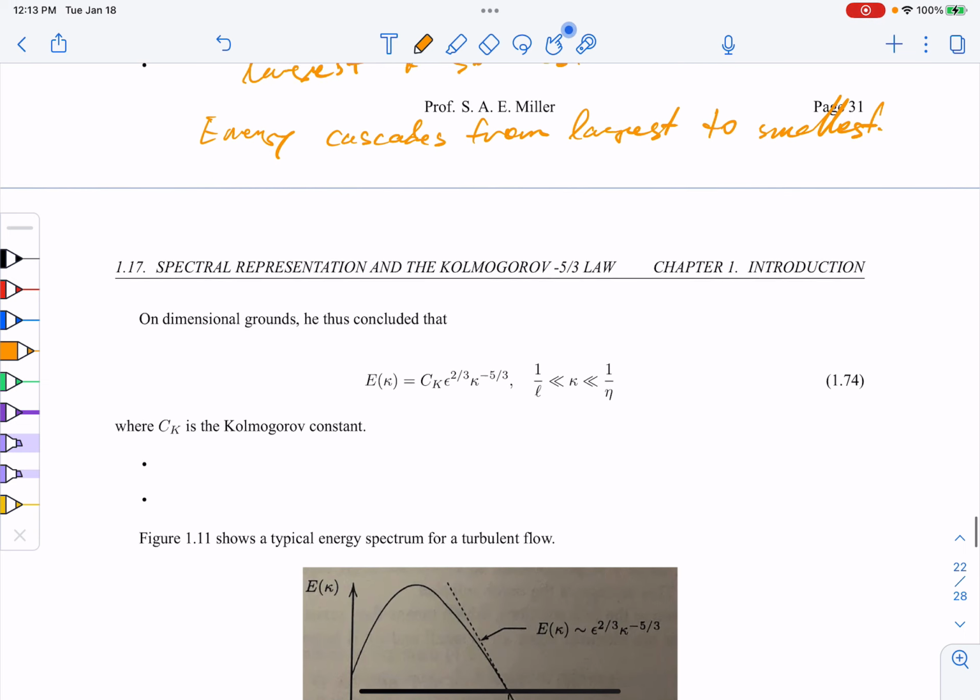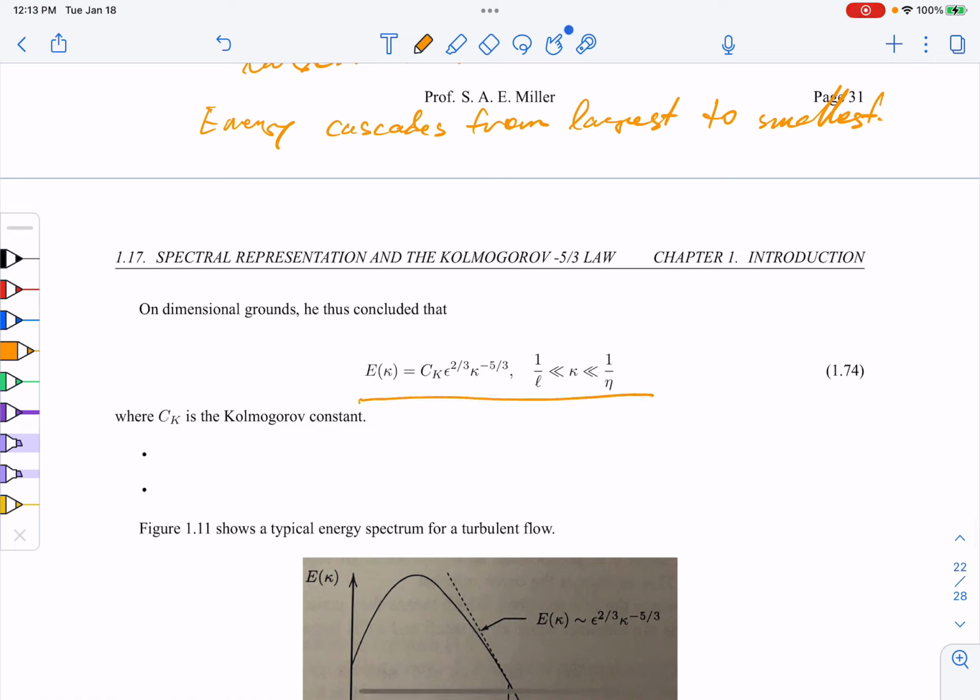So in Kolmogorov's paper in 1941, he wrote down this equation on dimensional grounds. Here, kappa, that's the wave number. And of course, it has units of per meter. And you can see here is 1 over eta, the Kolmogorov scale, and L is the integral scale. So this holds through the whole range of scales from basically the smallest scale to the largest. And he wrote that in this range, between the largest and smallest scales, the energy should be distributed like this.